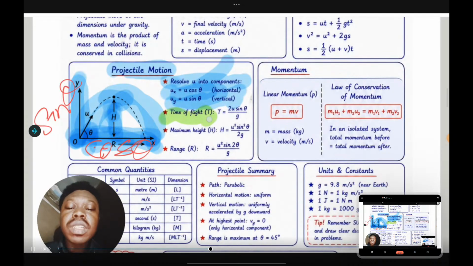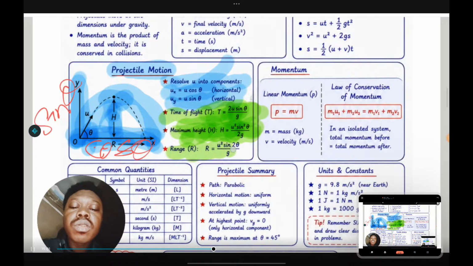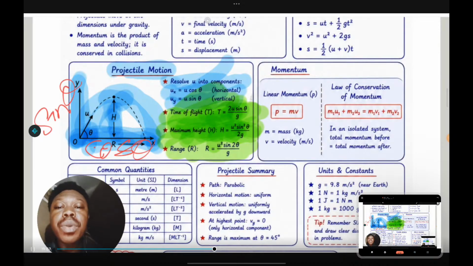Then time of flight, which is capital T, is 2u sine theta over g. Take note of this formula, very important. Then small t is u sine theta over g. The maximum height, which is capital H, is u squared sine squared theta over 2g. And range is R equals u squared sine 2 theta over g. Take note of all these particular formulas, very important.